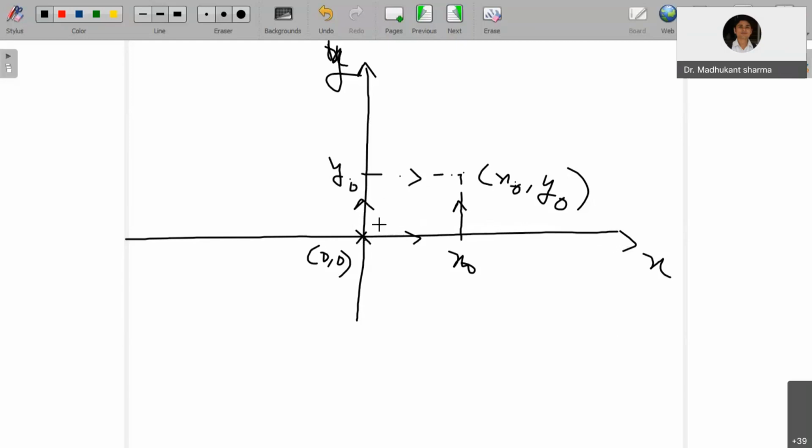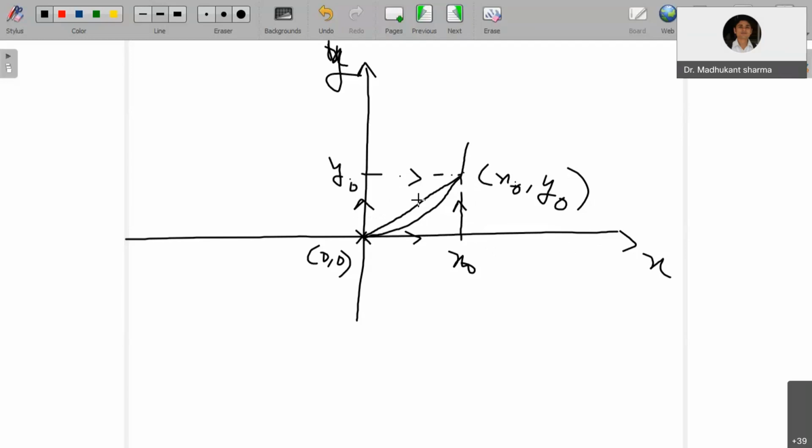Okay, what is another path? A straight line passing through x naught, y naught. Or there is a parabolic path, or a cubic path, and so on. There are infinitely many ways to reach. So there is no concept of left hand limit or right hand limit here. This point x naught, y naught can be reached by infinitely many paths.